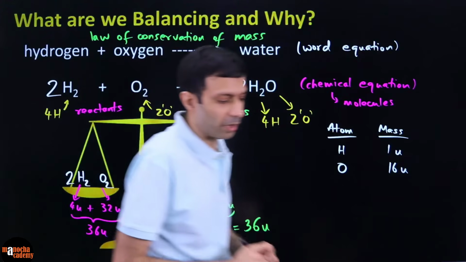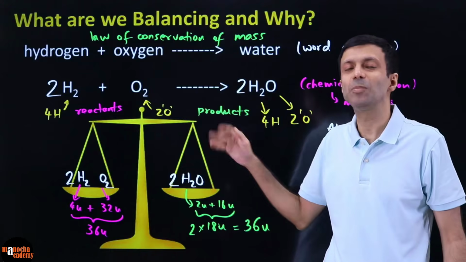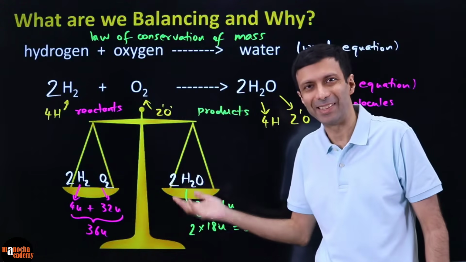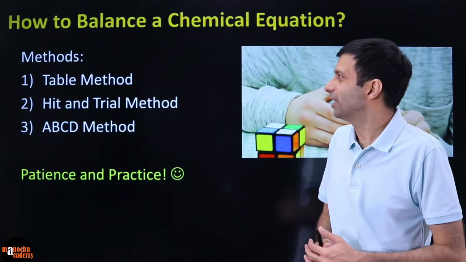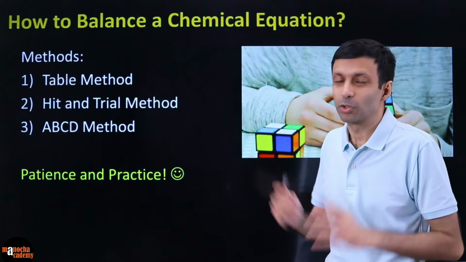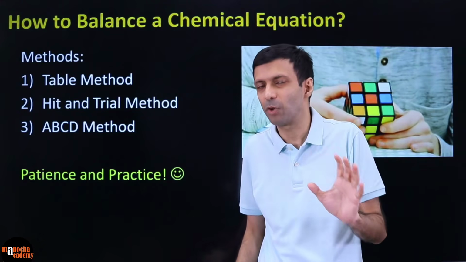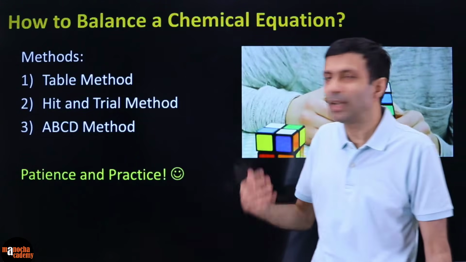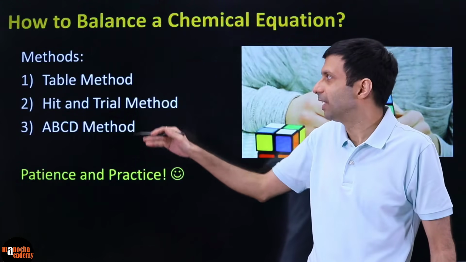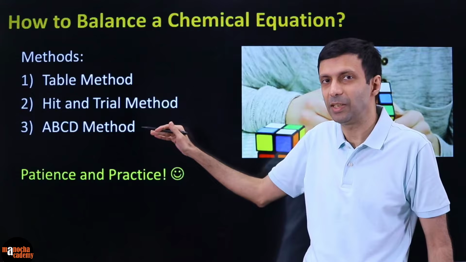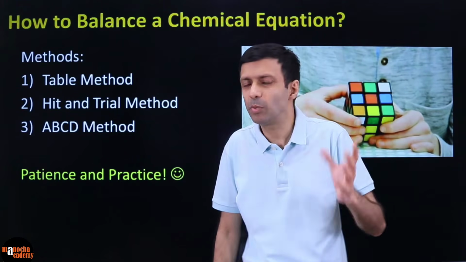So this is very important, that what we are really balancing is the number of atoms of each element here. Now the important question is, how do we balance a chemical equation? Because as I said, we don't have to do a mass every time, we just have to focus on the number of atoms of each element. So there are many methods. One is the basic table method, then there is hit and trial, then there is the ABCD, powerful ABCD method. And I'm going to go through all of these in today's class and we'll see which one we should use.